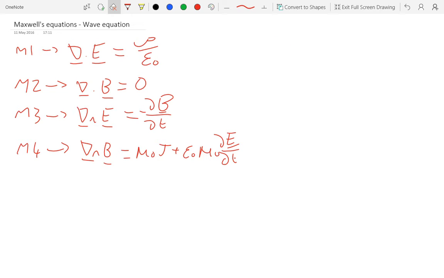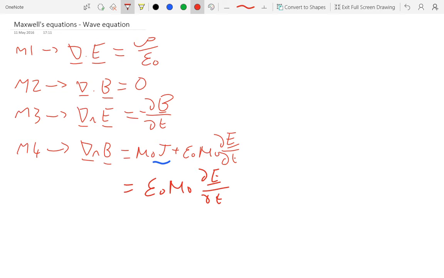So to do that, we want to take Maxwell's fourth equation, and if we're in free space, this term at the bottom, this J, the current density, is 0 in free space. So M4 goes to just epsilon naught mu naught dE by dt.